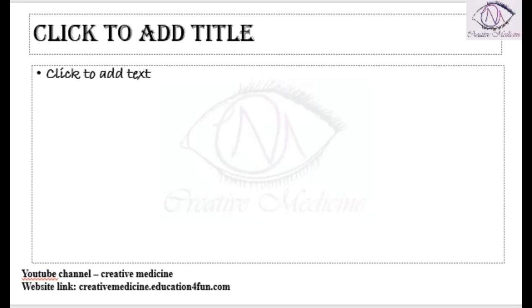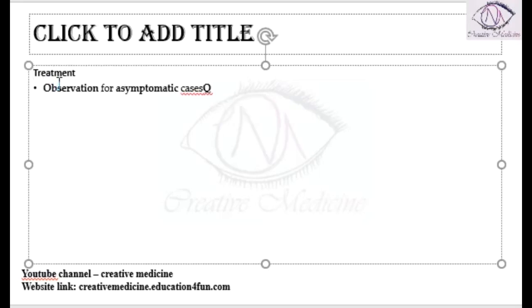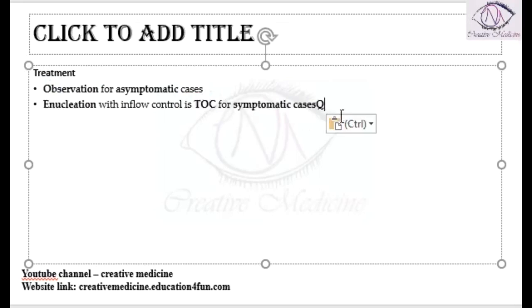Then treatment of hemangioma. In liver hemangioma, if the patient is asymptomatic, observation can be done, whereas for symptomatic cases, enucleation is the treatment of choice.